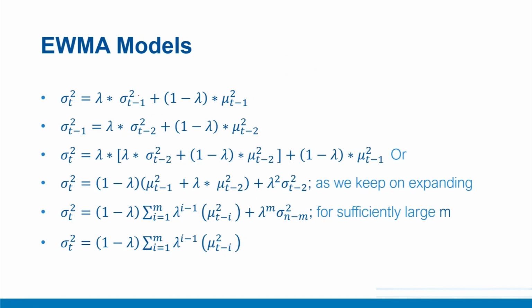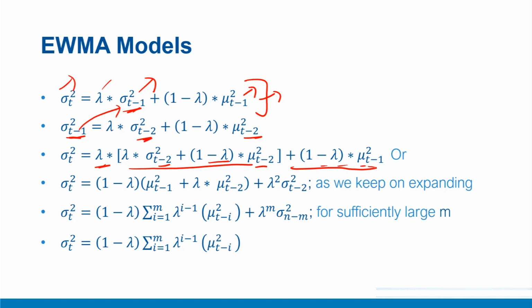Let's do this in a more mathematical manner. We started with this formula where sigma square t was the estimate of volatility today, using the estimate of volatility yesterday and the information or innovation in the return square term that arrived yesterday. Now we can also write this in terms of t minus 1 for the t minus 1 day. This will become t minus 2 and this will become t minus 2. We can substitute this value here to get lambda times, and then this multiple, which is lambda into sigma square t minus 2, plus 1 minus lambda into mu square t minus 2, plus the original term of 1 minus lambda into mu square t minus 1.